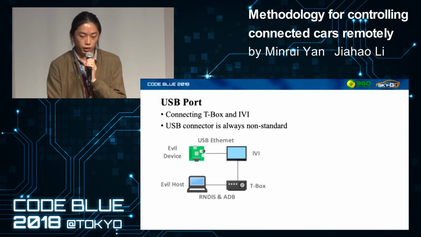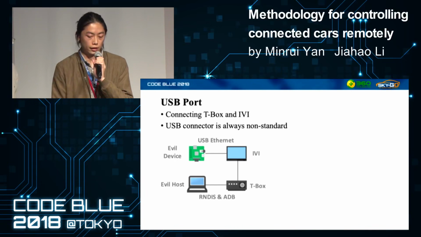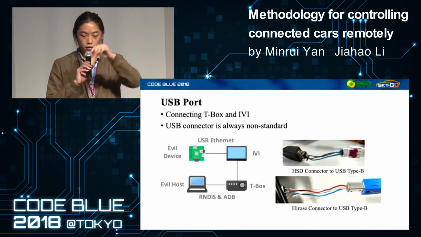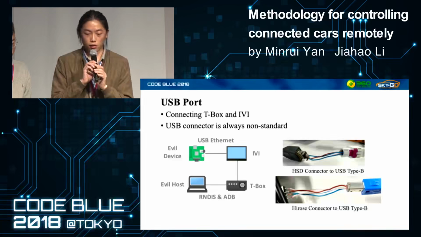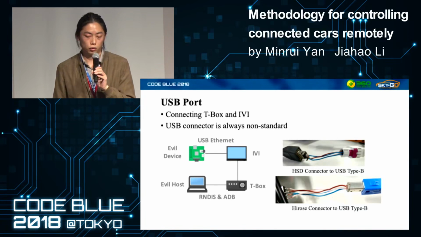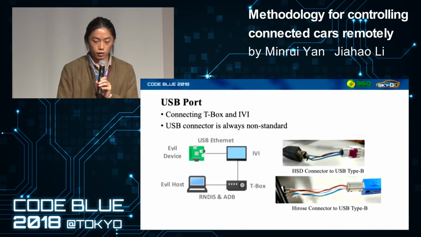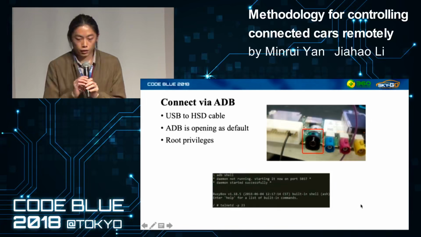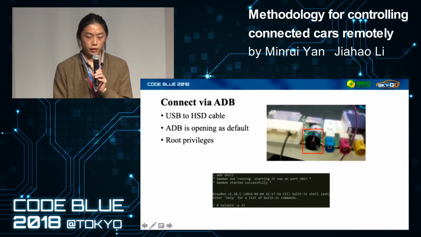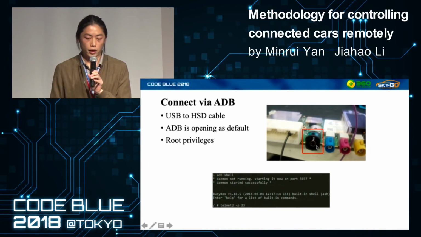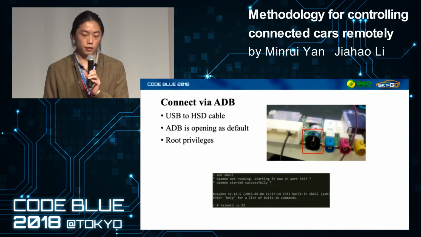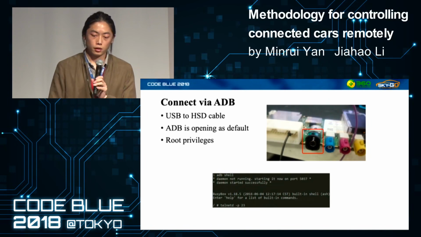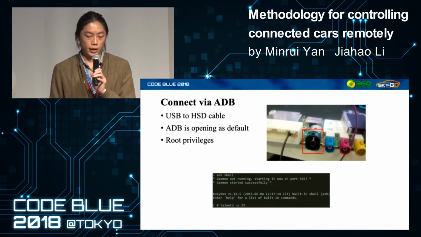The automotive USB connector is usually not the USB standard. Perhaps it's a round-shaped HSD connector or a square connector, so you can make it work by jumping wires to a USB type B cable, as in this picture. The port in red looks like an HSD interface, but actually it's a USB interface. We only need to make a USB to HSD cable and connect it to our computer. Use the ADB command, then we will connect to the T-Box and get root privilege.